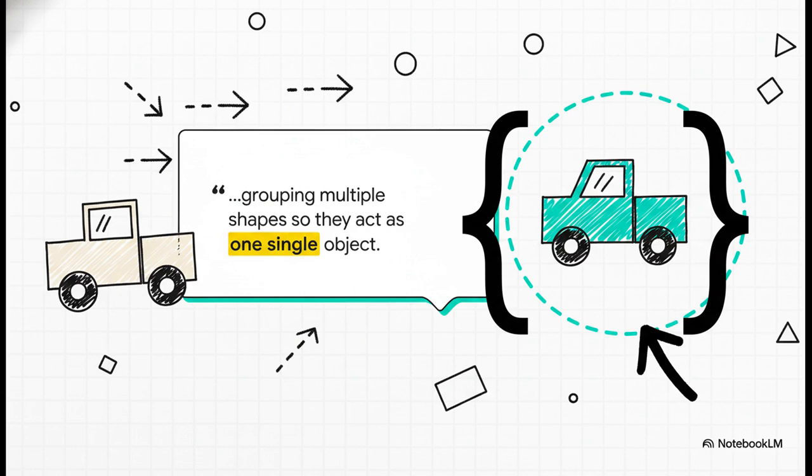All right, we figured out depth. Now for another magic trick. How do you group a bunch of shapes together so they act like one single object? I mean, think about a car, right? The body, the wheels, they're all separate shapes. Trying to move each piece individually to make it drive across the screen would be a total nightmare.